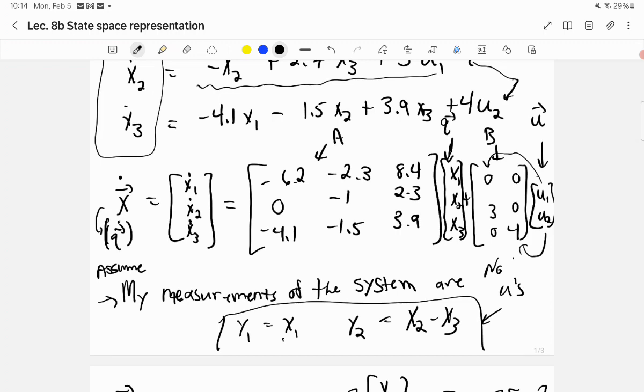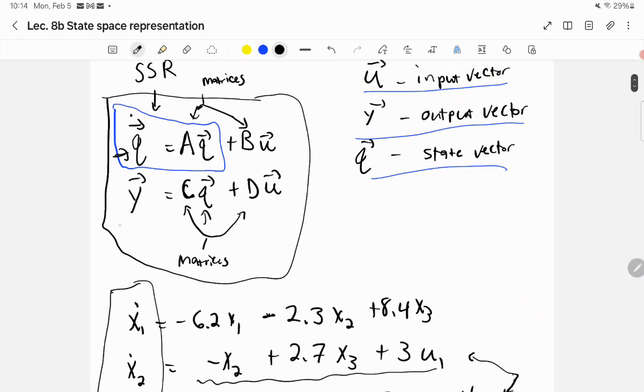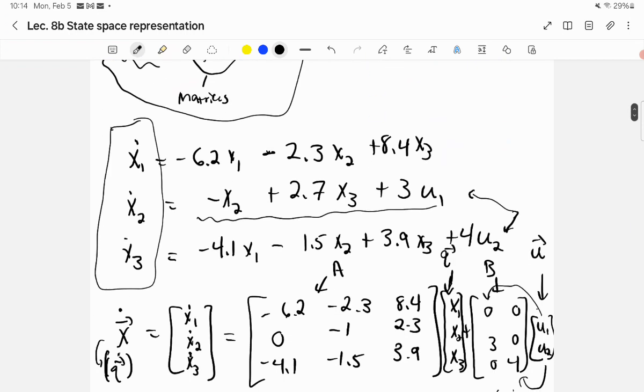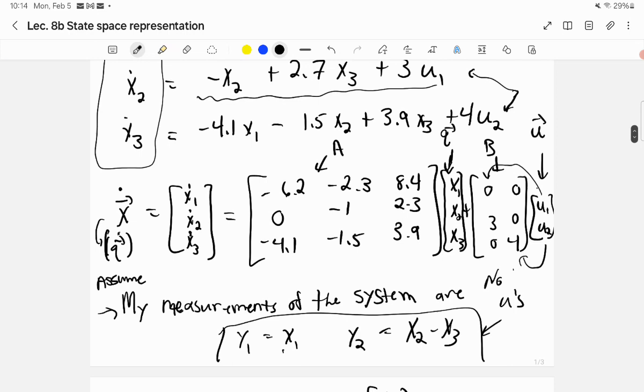Now the last thing is that, as I mentioned up here, in order to find my output vector, I need to know something about what's going on in the system. So in this case, I'm going to measure the system. I'm going to directly measure x1, so that's going to be my y1. My measurements of x2 and x3 are actually going to come in a single measurement, x2 minus x3. So that's going to be my second measurement variable.